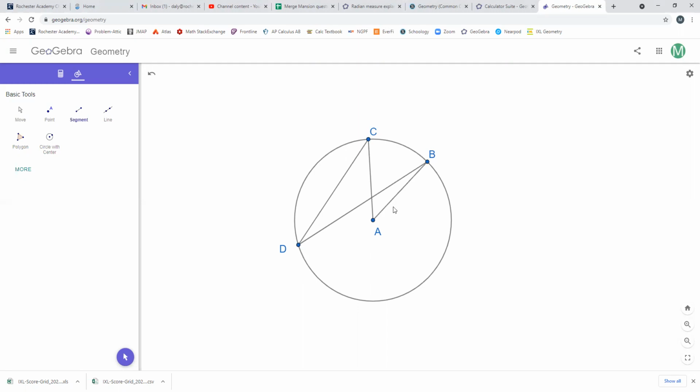Pause the video and check your vocabulary sheets if you don't remember. What is the name, the vocabulary word we use to describe these two angles? They're two different words.